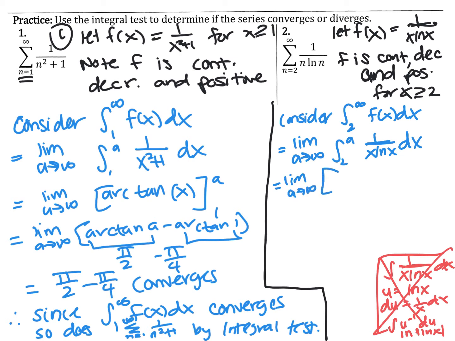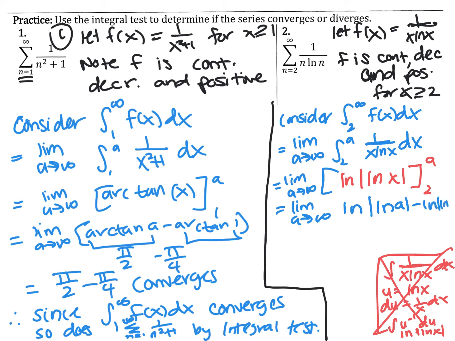So this is going to be the limit as a approaches infinity of natural log of the absolute value of the natural log of x. And we're evaluating this from 2 to a. So this is going to equal the limit as a approaches infinity of natural log of the absolute value of the natural log of a minus natural log of the absolute value of natural log of 2.